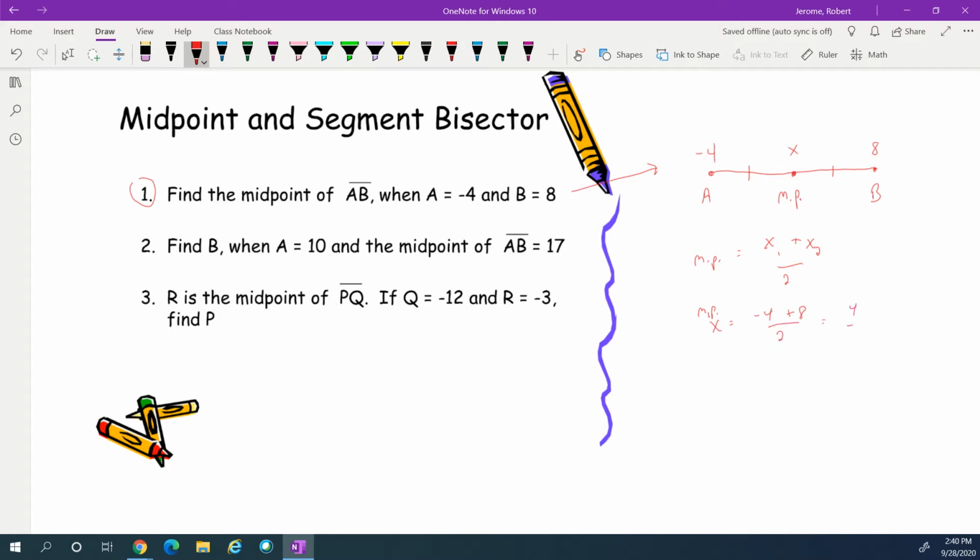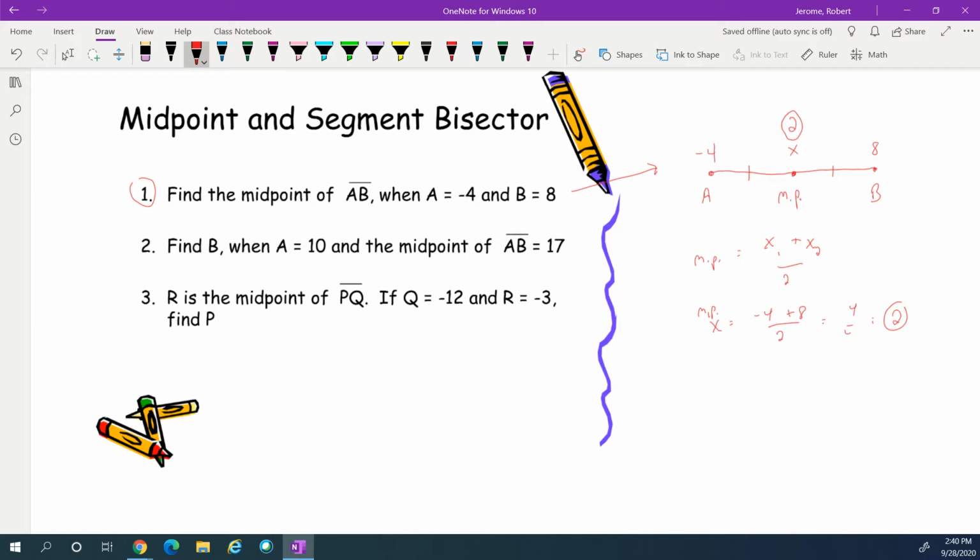So that's 4 divided by 2, or 2. So we're saying that that point is 2. Again, you can check your distance formula, and we find out that it is 6 units to A, it is 6 units to B. So we have the midpoint.